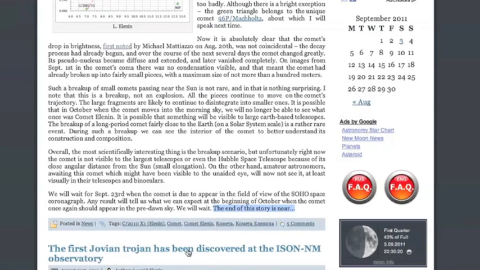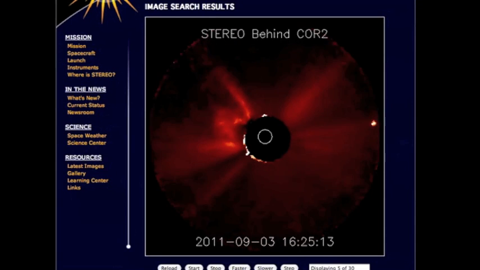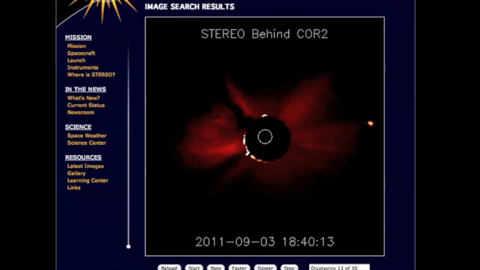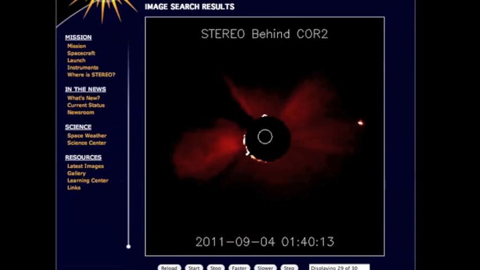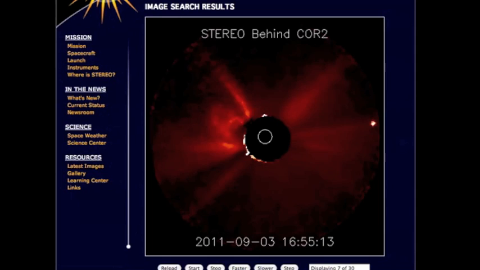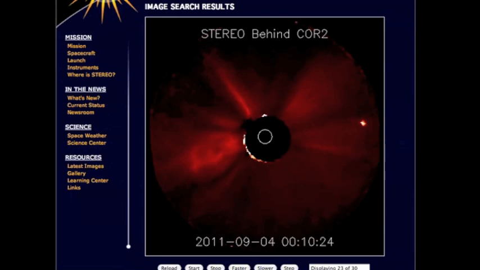And he says that the end of the story is near. One can't help but wonder if that is the only part of that article that is true. It does appear that that is Elenin on Stereo B Core 2. Considering what we know, you wouldn't expect it to look that big.